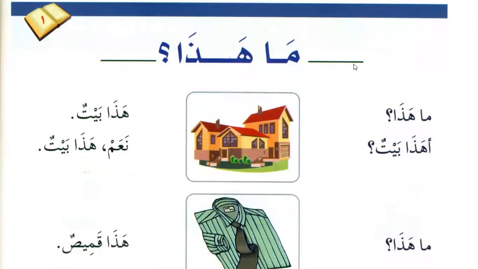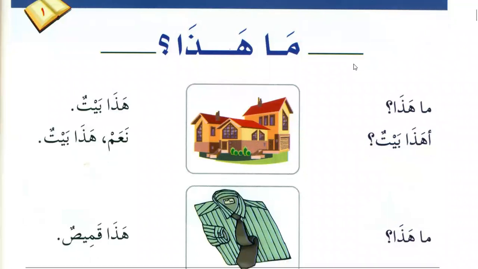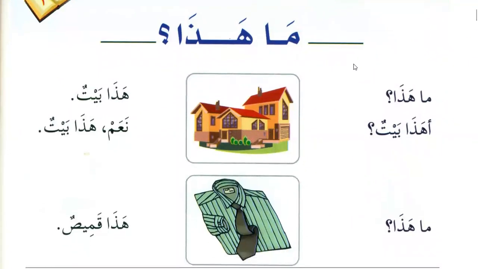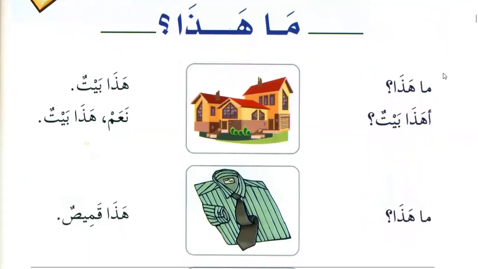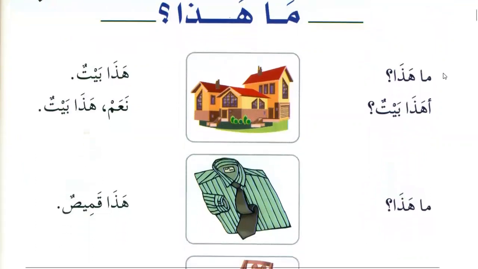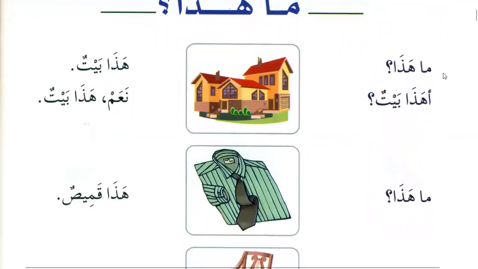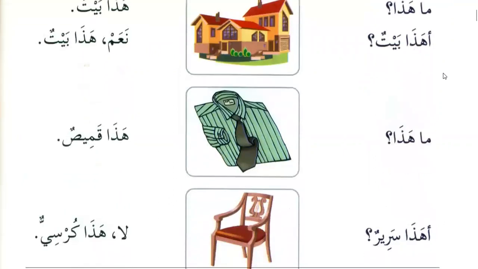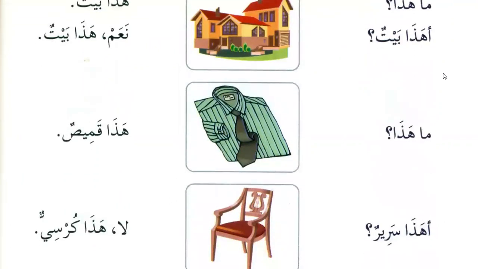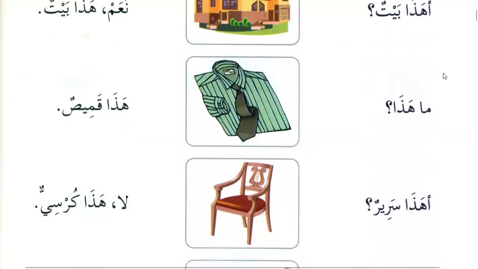Ma hadha. I think that means what is this? Correct. Hadha bait. Ma hadha? Hadha bait. What is this? This is a house. Ahadha bait? Is this a house? Naam, hadha bait. Yes, this is a house. Ma hadha? Hadha qamis. What is this? This is a shirt.